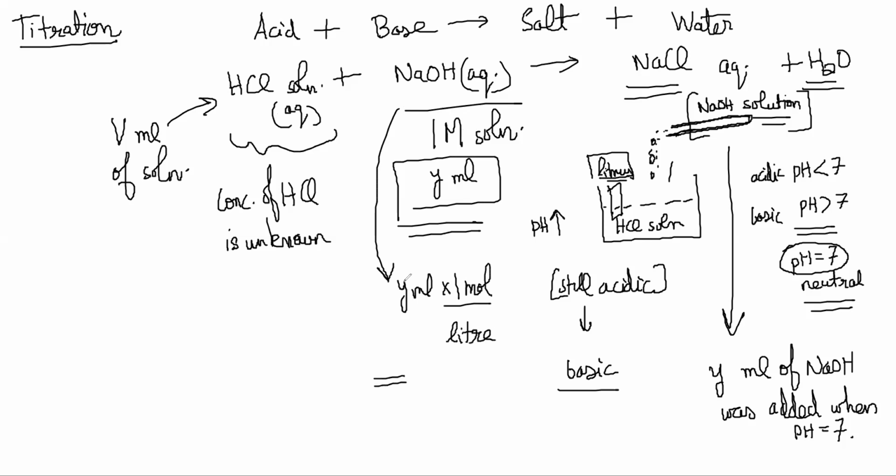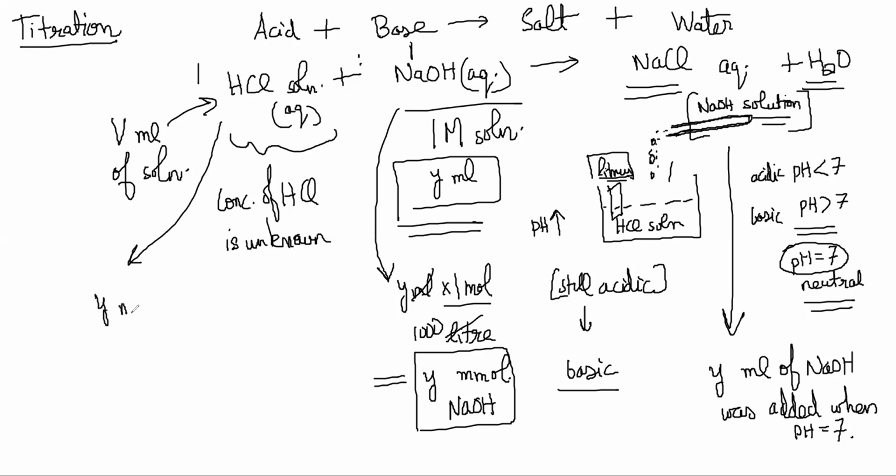So that means y by 1000 mole, which we can write as y millimole, right? Milliliter into mole per liter is millimole. So y millimole of NaOH was needed to completely react with HCl. And from the balanced equation, we know that they react in a 1:1 ratio. So that means this had y millimole of HCl.